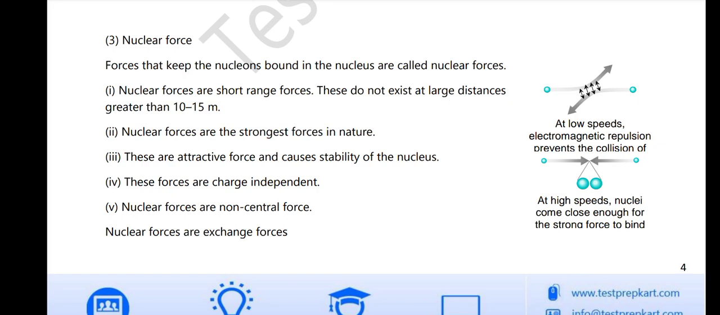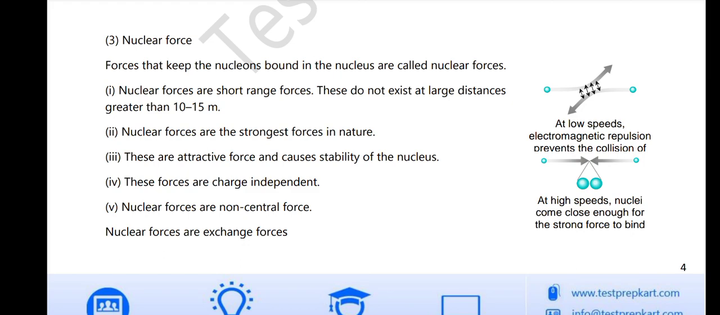Some of the information about nuclear force is that it is a short range force. It does not exist at large distances, that is, greater than 10 to 15 meters. Nuclear forces are among the strongest forces in nature. After gravitational force and two other forces, the fourth strongest force is nuclear force.